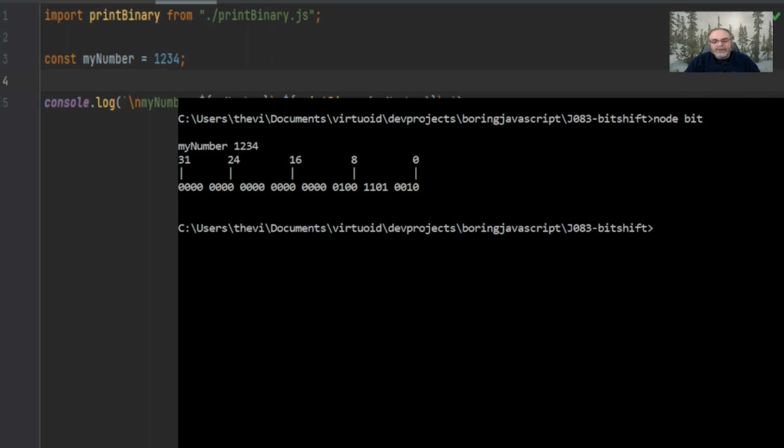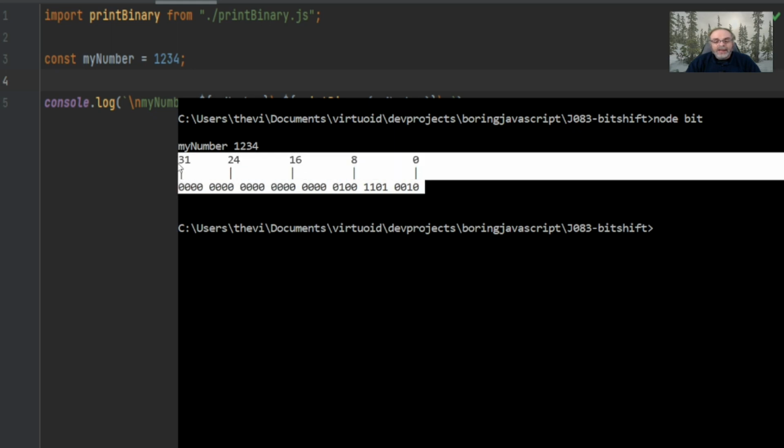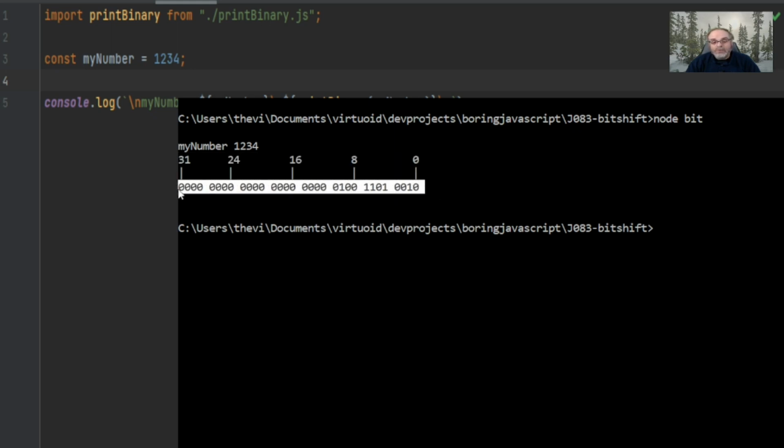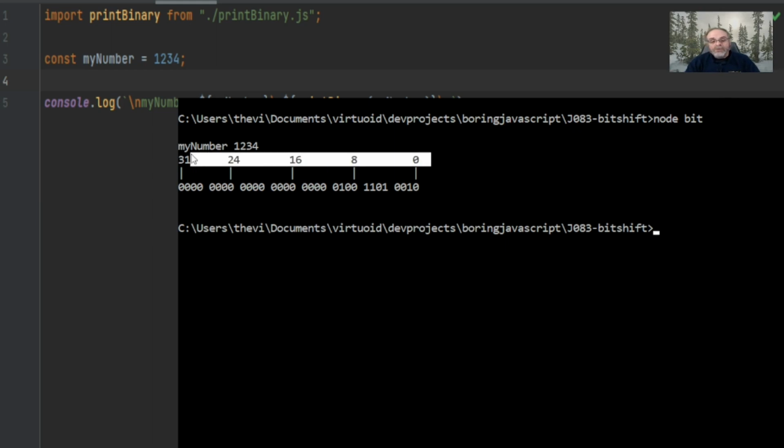In fact, I've got something like that on the screen right now. In JavaScript, an integer number, both a signed integer and an unsigned integer, is represented by 4 bytes of information, and that happens to be 32 individual bits. There are 8 bits per byte, and there's 4 bytes, so therefore there are 32 bits. And these are numbered 0 through 31, 0 being what's called the least significant bit.